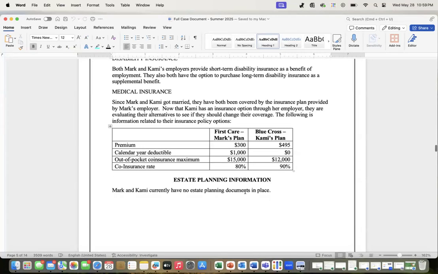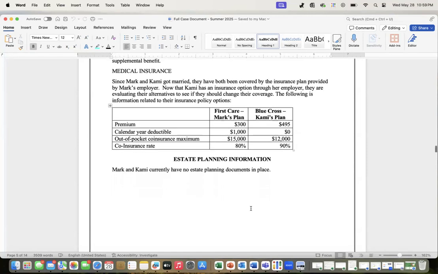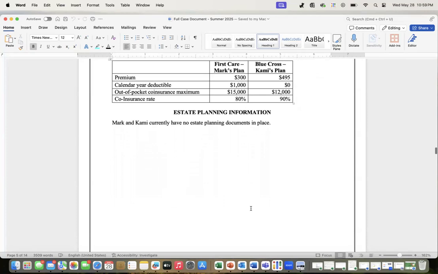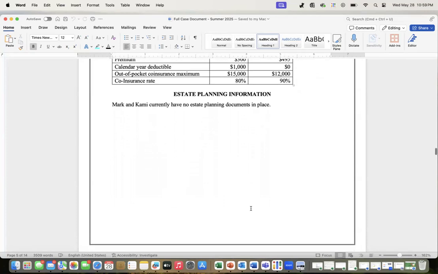And then we also want to take a look at some estate planning information. Right now, they don't have any estate planning documents in place, and we're going to be making some recommendations about getting some basic estate planning documents in place for the client.